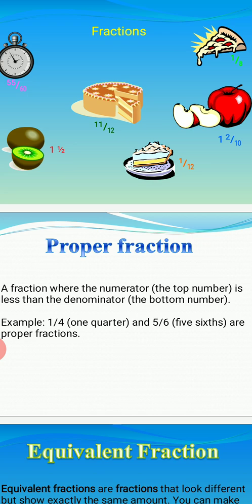Recently we talked about the pizza, the part which you get, the piece of cake you get. These are all examples of proper fractions, where the numerator is less than the denominator.